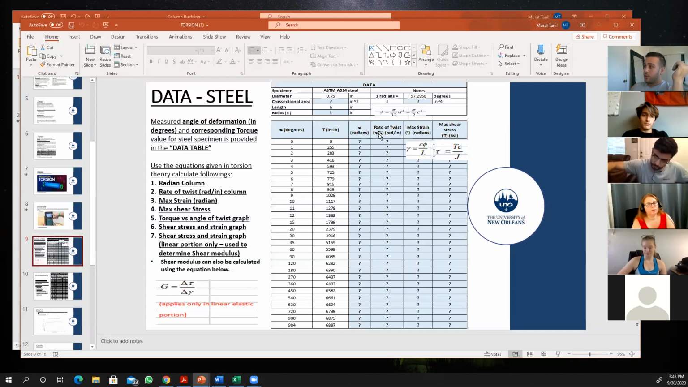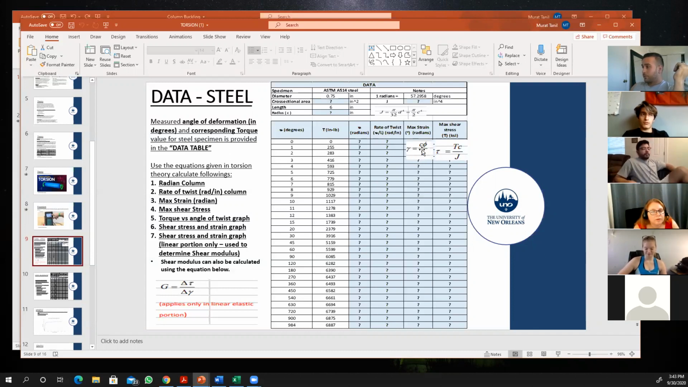Once you calculate this, you will calculate the rate of twist, which is similar to the strain. It is a deformation per unit length. If you look at the equation, it is gamma divided by the original length. The unit will be radians per inch. And then you need to calculate the maximum strain in radians.